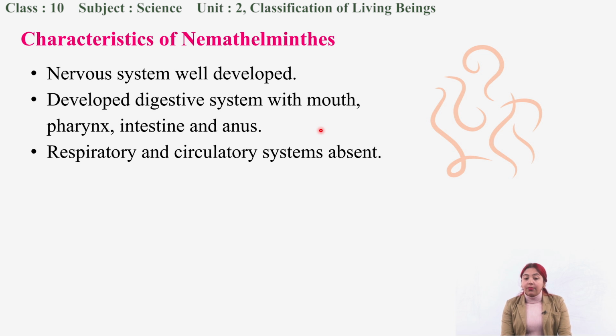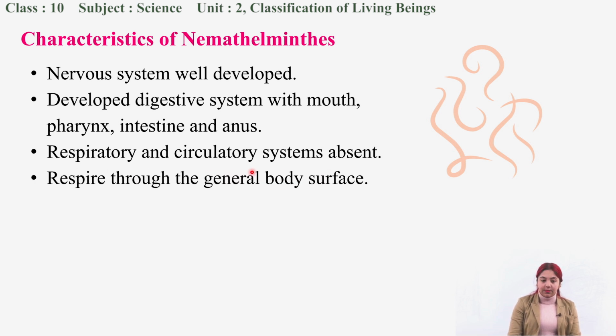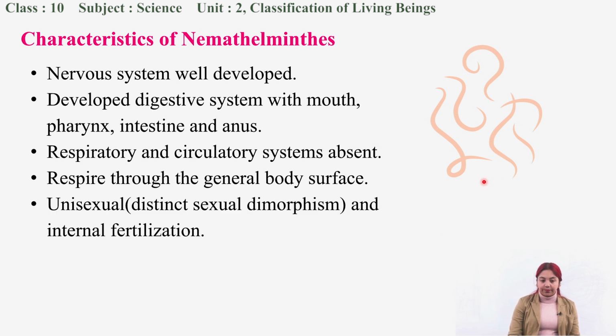Now, another feature is that respiratory and circulatory systems are still absent. The organisms before Nemathelminthes also did not possess the respiratory and circulatory system. Nemathelminthes have also not yet developed respiratory and circulatory systems. So, they respire through their general body surface through diffusion.